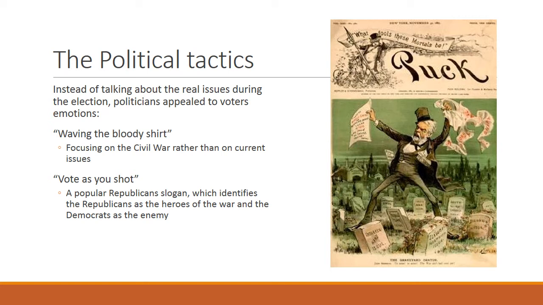Another famous motto was "vote as you shot." And this was a Republican slogan which appealed to Civil War veterans, which basically tried to make the Republicans look like the good guys. Remember, Lincoln was a Republican. And it makes the Democrats seem like they were the enemy, because after all, the North wasn't shooting at Democrats, they were shooting at Confederates. But this slogan sort of confuses that. So both of these tactics rely on appealing to people's emotions and memories of the war rather than talking about real issues.